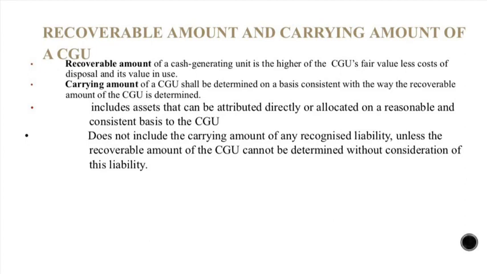Include assets that can be attributed directly, or allocated on a reasonable and consistent basis, to the CGU. Do not include the carrying amount of any recognized liability unless the recoverable amount of the CGU cannot be determined without consideration of this liability.